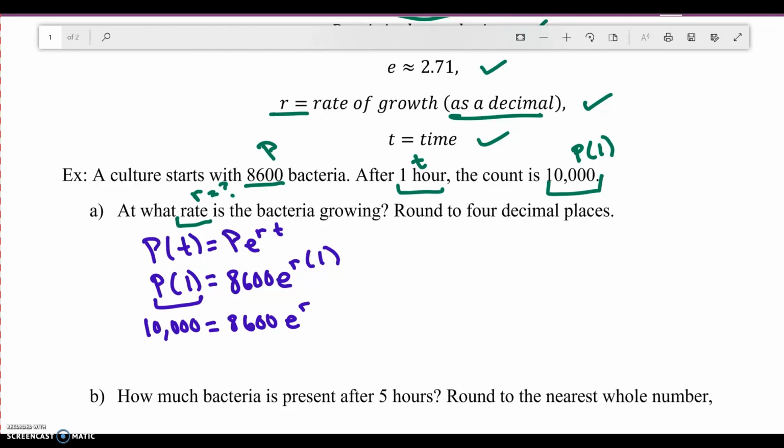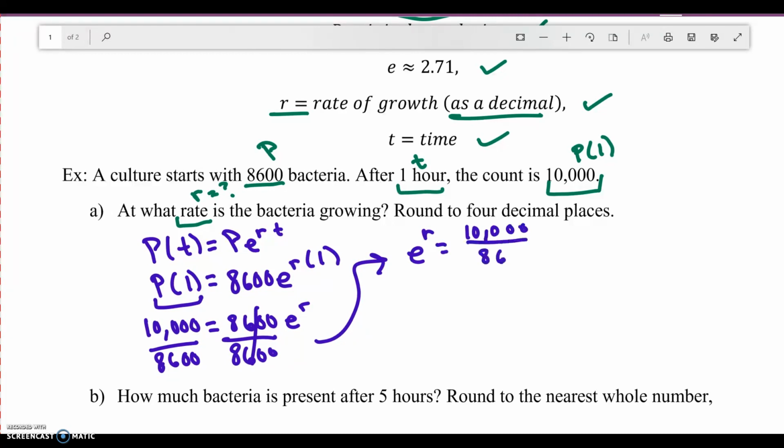Okay, now let's figure out what r is. So let's divide both sides by 8,600. This goes away, and I have e to the r is equal to 10,000 divided by 8,600. Now, in order for me to solve for this r, because r is up in the sky, I need to figure out what r is going to be. So how am I going to get rid of this e?